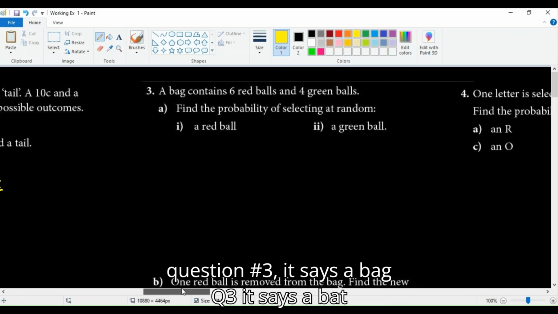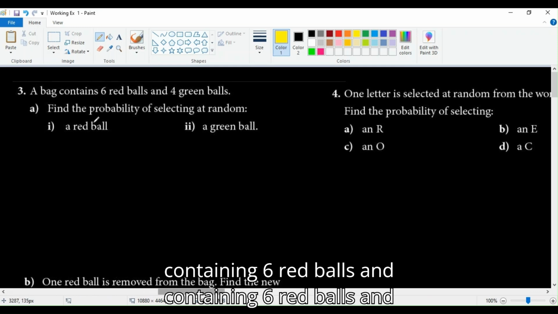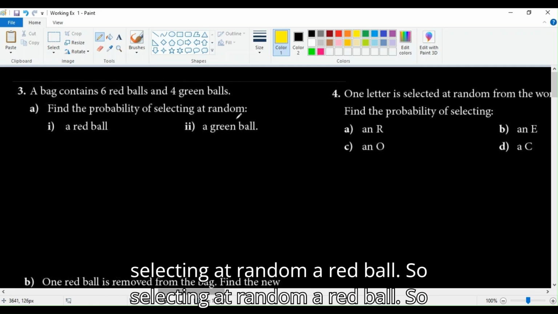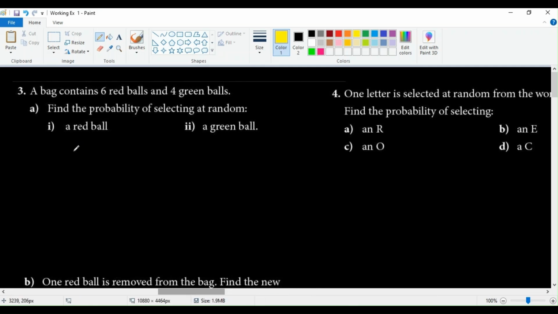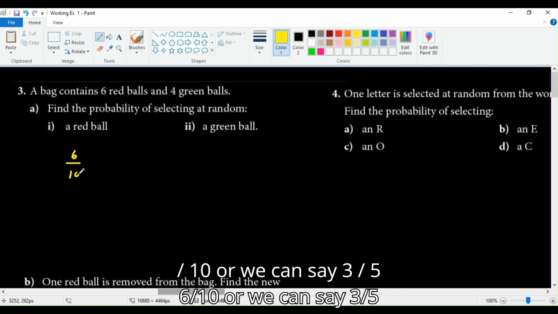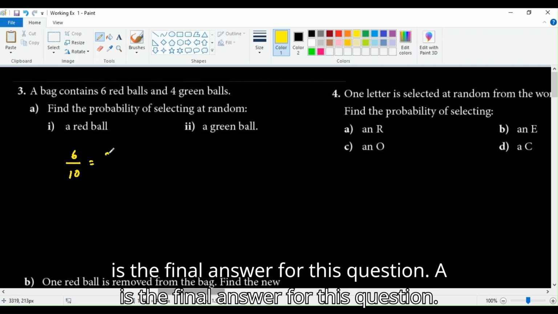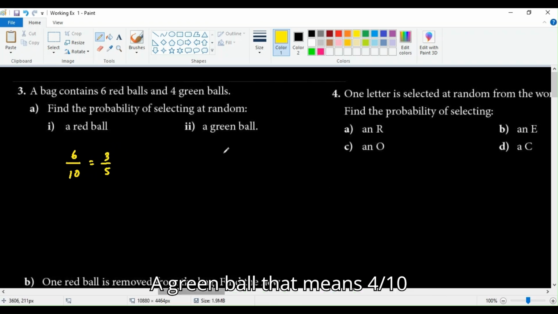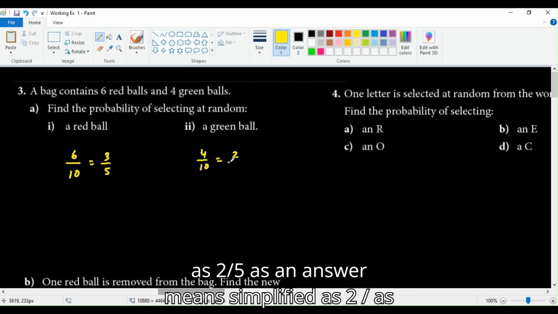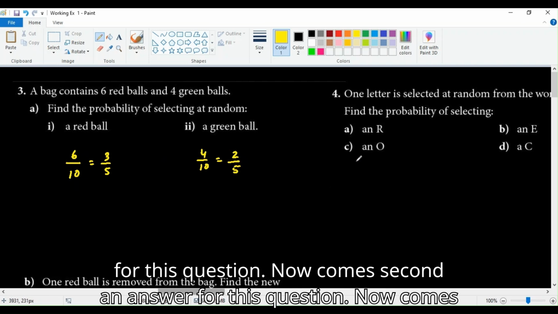When it comes to question number 3, it says a bag contains 6 red balls and 4 green balls. Find the probability of selecting at random a red ball. The outcomes are going to be 6 over 10. That means 10 are the possibilities, since 6 plus 4 is 10. So 6 over 10, or we can say 3 over 5, is the final answer for this question. A green ball, that means 4 over 10, simplified as 2 over 5.